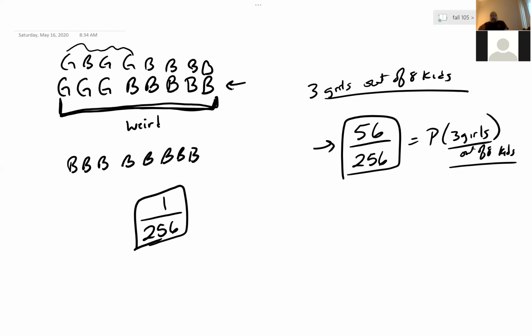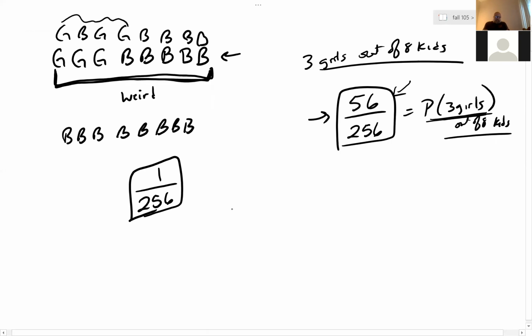It is every bit as odd or weird as having 8 girls in a row. It is every bit as weird as having 4 girls and 4 boys, whatever it is, it's all the same. Every one of them is weird in its own right. However, if someone said to you, hey, what's the probability of having 3 girls out of 8 kids? Well, there's 56 out of 256 ways to pull that off, okay?